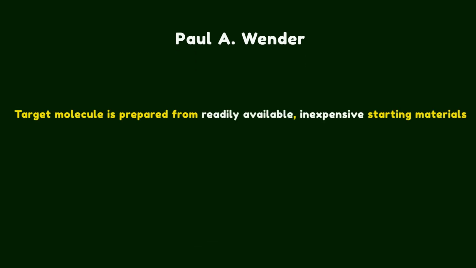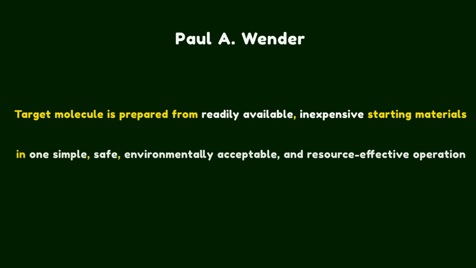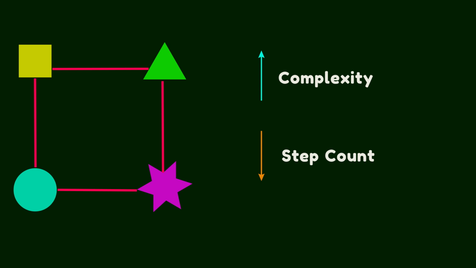According to Professor Wender's definition, an ideal or ultimate practical synthesis is generally regarded as one in which the target molecule is prepared from readily available, inexpensive starting materials in one step, safe, environmentally acceptable, and resource-effective operation that proceeds quickly in a quantitative yield. This definition clarifies why strategies such as cascade or multi-component reactions are so popular in modern organic synthesis. The reason is that such strategies enable multiple bond formations in just one step, increasing complexity while minimizing step count.